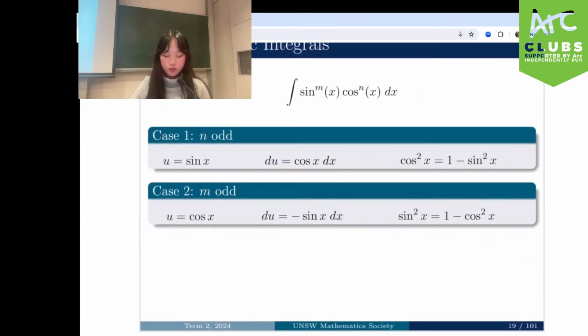If m is odd, we can do something very similar. So let's let m be 2k plus 1 as well. We get sine to the 2k plus 1 x.